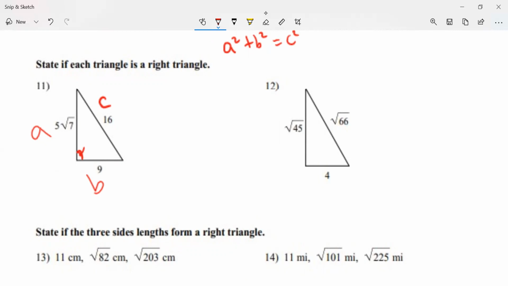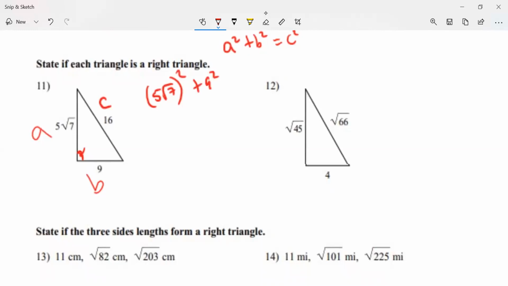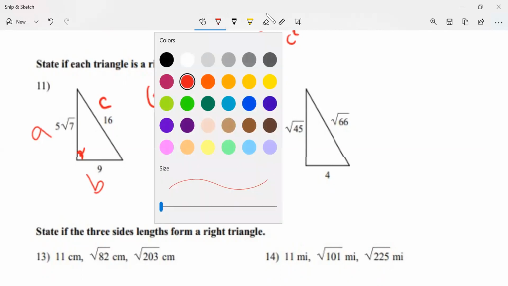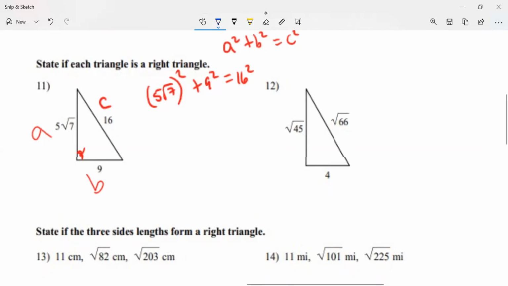And then I'm just going to square each of these. So I have 5 radical 7 all squared. Let me write it like this for right now: 5 radical 7 all squared plus 9 squared is equal to 16 squared. I'm checking if this is true or not. Remember what I said a few seconds ago: when you square a number that has a whole number and a radical, I expect you to go 5 squared, radical 7 squared. Square each and then combine.